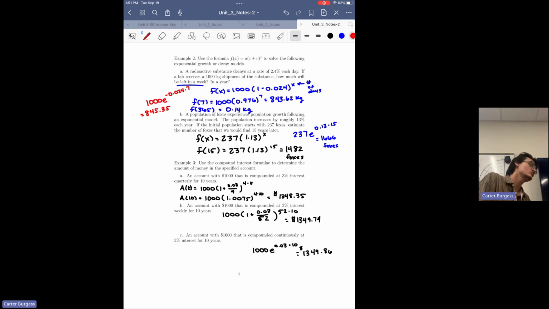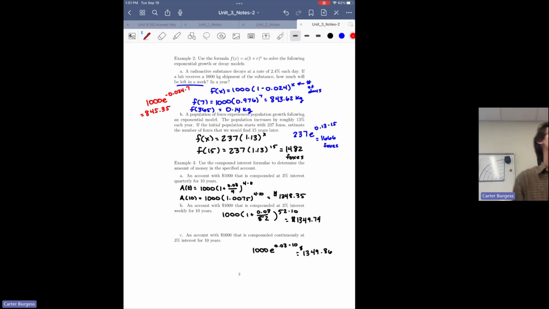Okay, so we now have two different models, really two different formulas, right? We've got one that's e to the r times x. We've got one that's 1 plus r to the power of x. How do I know on a quiz or a test or a Pearson, how do I know which one to use?